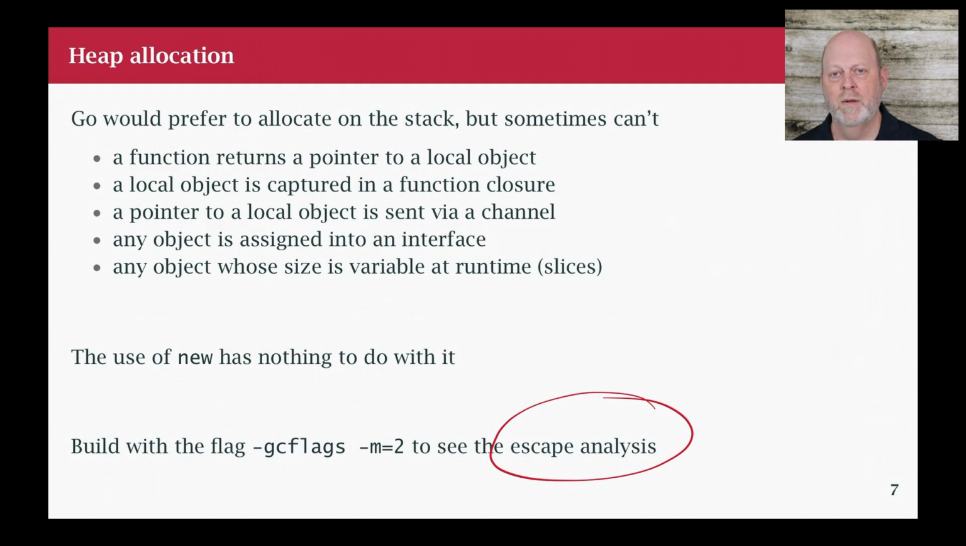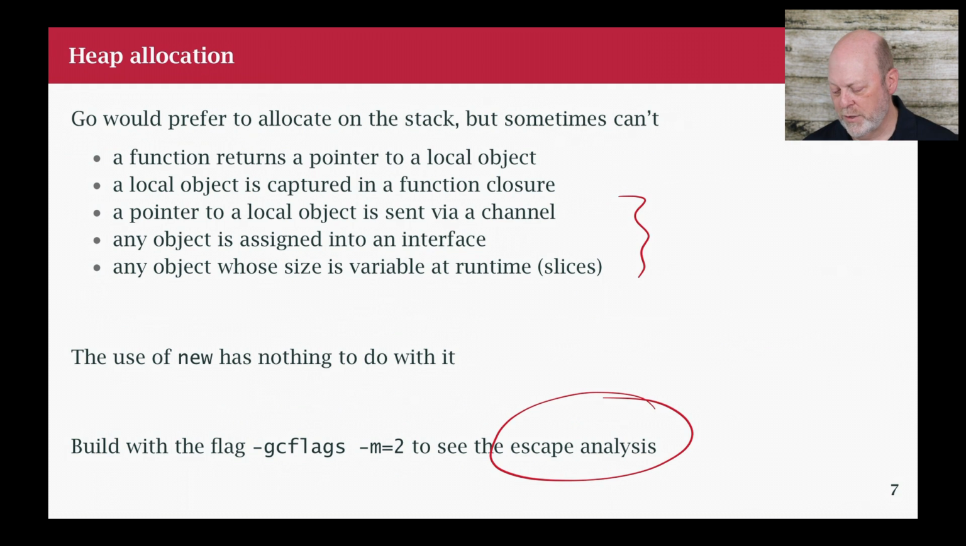So obviously, the case where you return a local variable through a pointer, or the case where a closure closes over a local variable, and there's some others. There's some cases of things that it just can't do escape analysis on because they're too complicated. Now, why do I mention this?